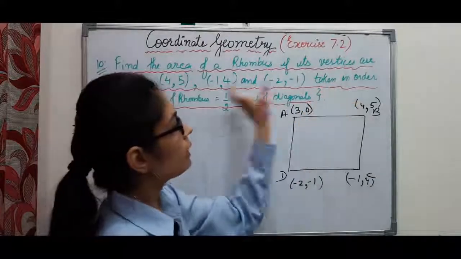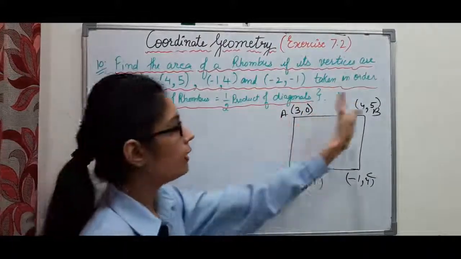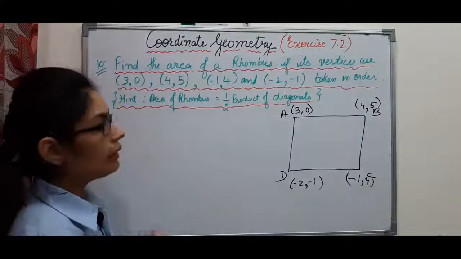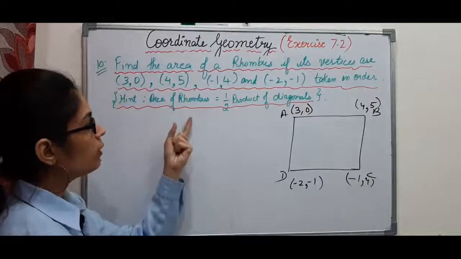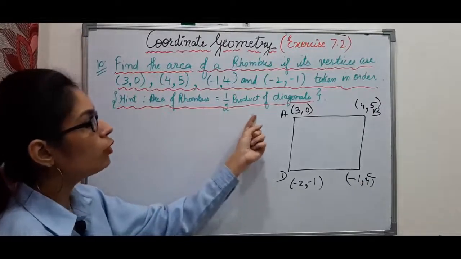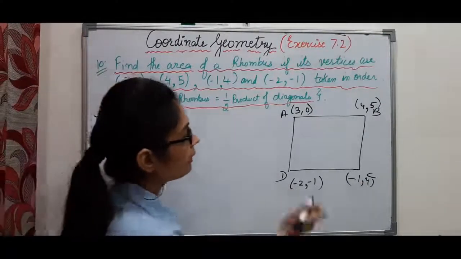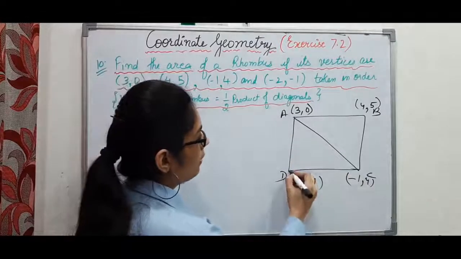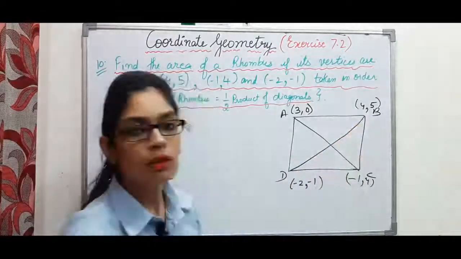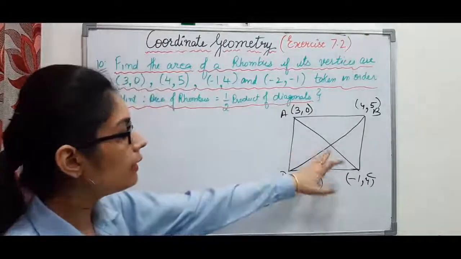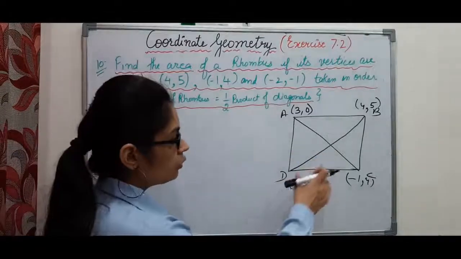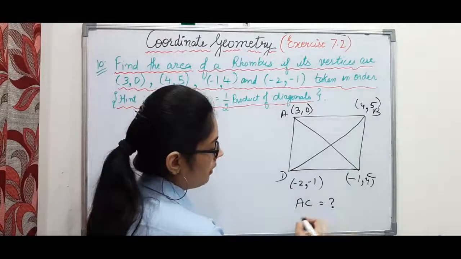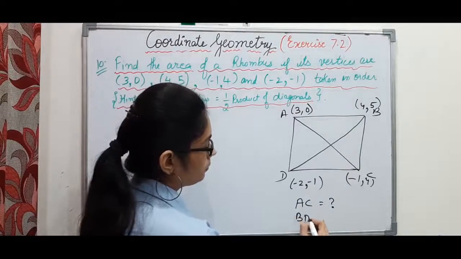So we have to take all these coordinates in order. That's why in order I have taken A, B, C and D. So now we have to find the area of rhombus. Area of rhombus they have already given, it is half into product of diagonals. So what are the diagonals? These lines AC and BD. AC and BD are the diagonals of the rhombus. So which means we have to find the value of AC and BD.